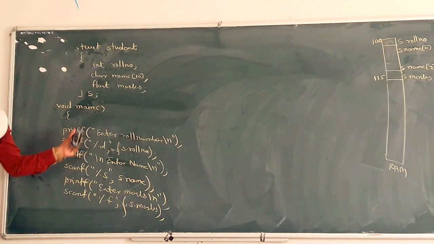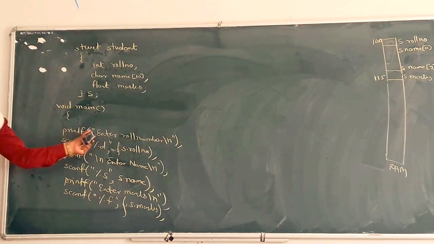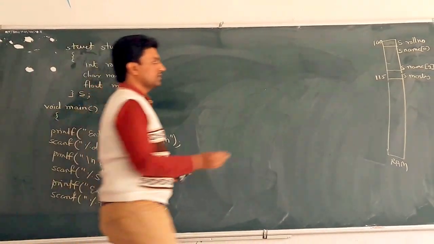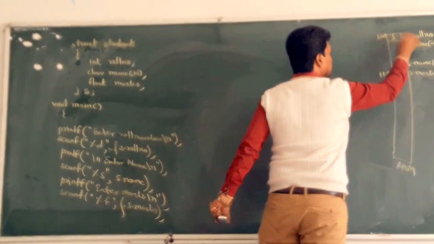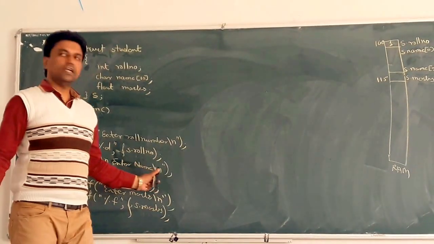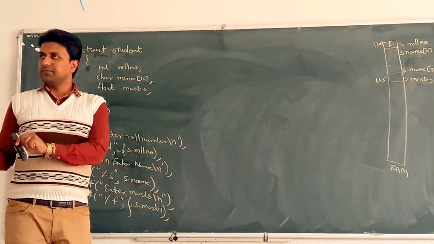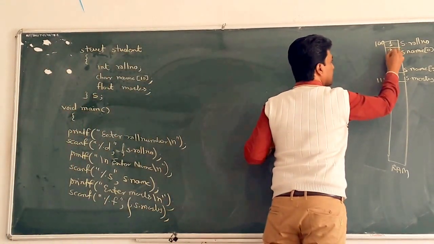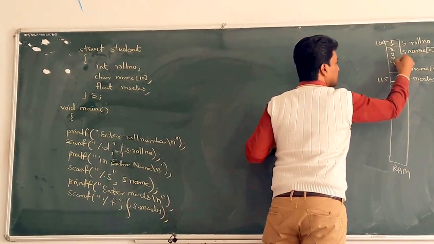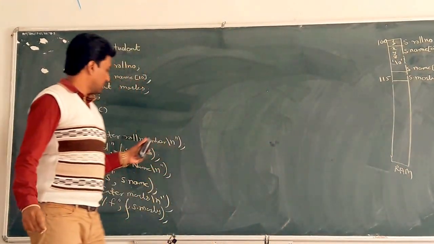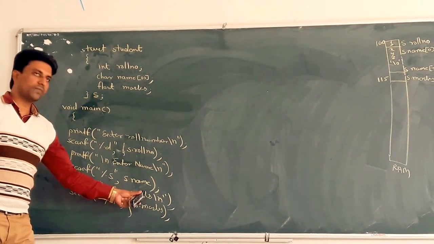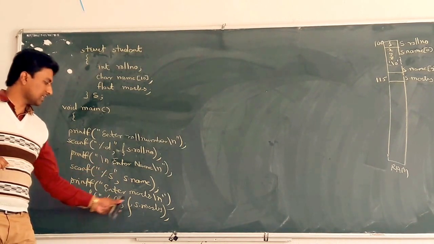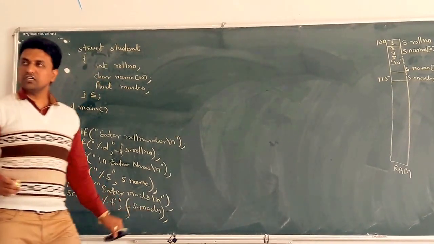So while running this program, on the console, the first message is enter roll number. The user enters the roll number. Suppose the roll number is 1. Then 1 is stored in this address location. Then enter name. The user enters the name, suppose XYZ, and presses enter. Then that name is stored as XYZ and backslash zero, that is the fourth character. After that, enter the marks. Suppose the user enters 90, then 90 marks are stored at the address of S dot marks.